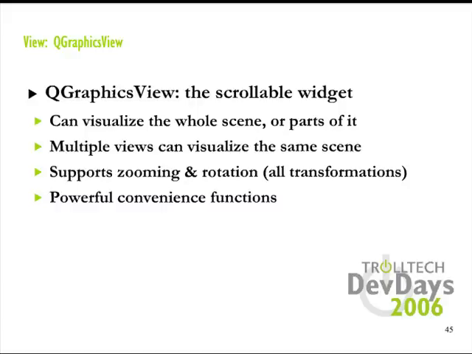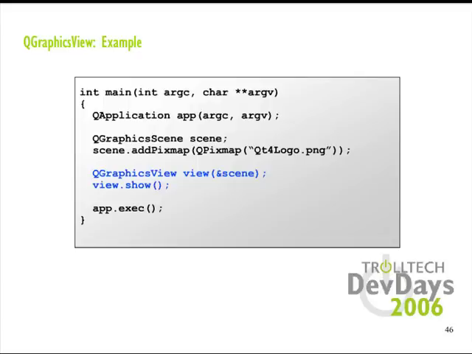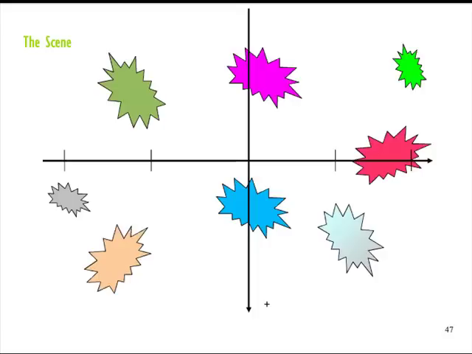And since the scene is just a model, you can have multiple views viewing the same scene from different angles, from different transformations at the same time. And you also have the option from a graphics view to rotate the scene in an arbitrary transformation. So the way to get a graphics view up and running, a basic example: you create a scene, you add a pixmap or some other item to the scene, and then you construct a QGraphicsView, pass it the scene in the constructor, say view.show, and there you have your pixmap. So given that I have a scene like this, X number of items in various positions, I put this into a view, and I can scroll back and forth, basic stuff.